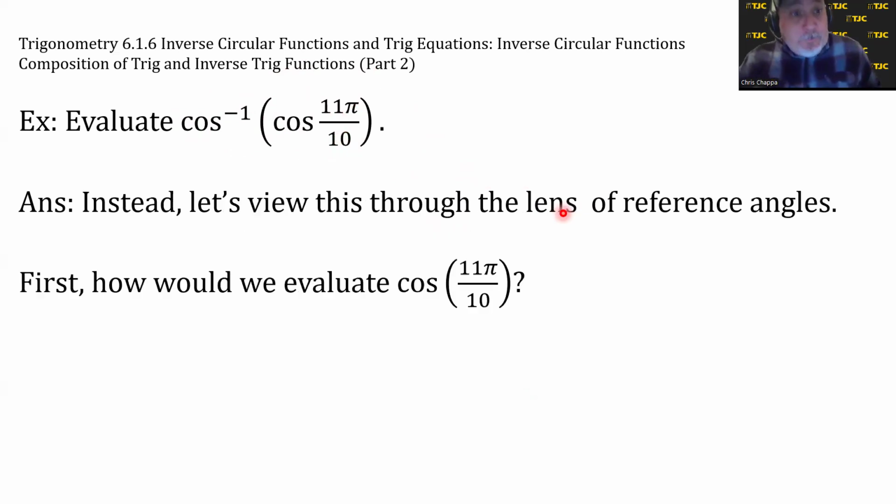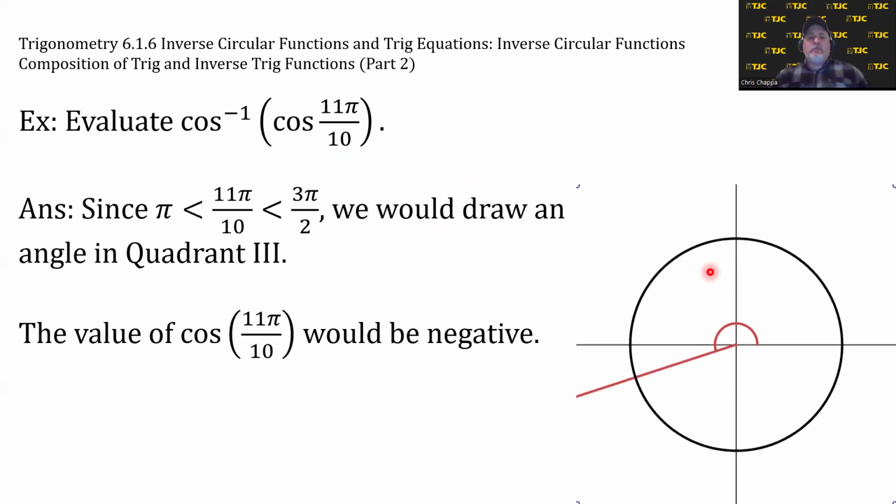So what do we do? Instead, we're going to view this through the lens of reference angles. First, how would we evaluate cosine of 11 pi over 10? Well, think about quadrants and think about reference angles. Since 11 pi over 10 is between pi and 3 pi over 2, it should be obvious that it's more than pi because 11 is more than 10. It's not as obvious that it's less than 3 pi over 2 unless you multiply both sides of this by 5. That makes it 15 pi over 10. Then you can see it's in between. That means we're in quadrant 3.